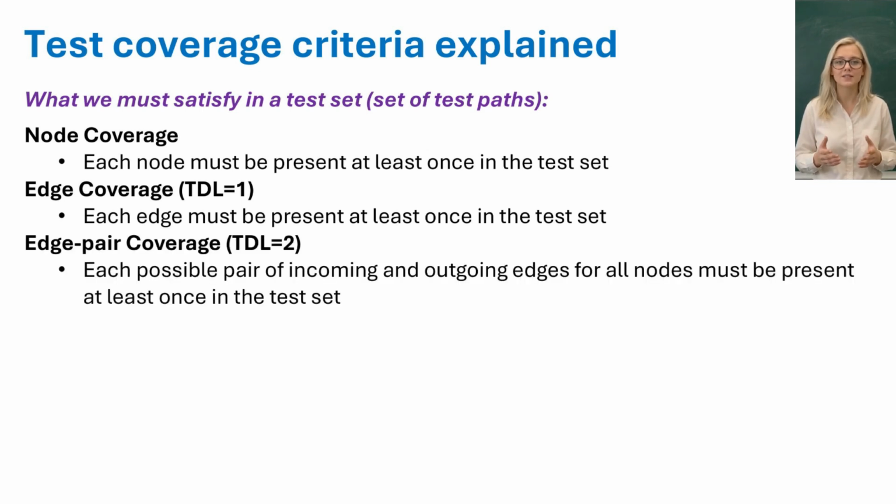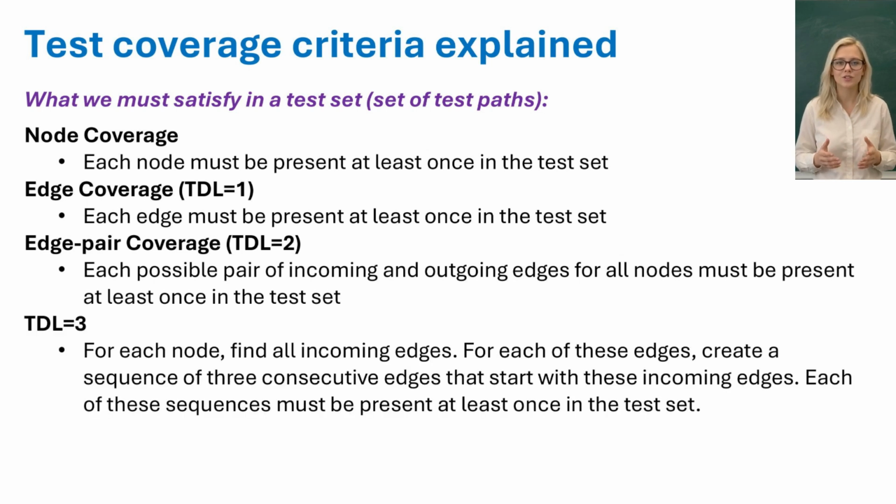If we want to cover test processes even more intensively, we can use edge pair coverage. To satisfy this coverage, each possible pair of incoming and outgoing edges for all nodes must be present at least once in the test set. Edge pair coverage is equivalent to test depth level 2 in the TMAP next. However, using this criterion increases the number of test paths, which means higher testing costs. So this coverage criterion and the following criteria are suitable for important and critical parts of the system.